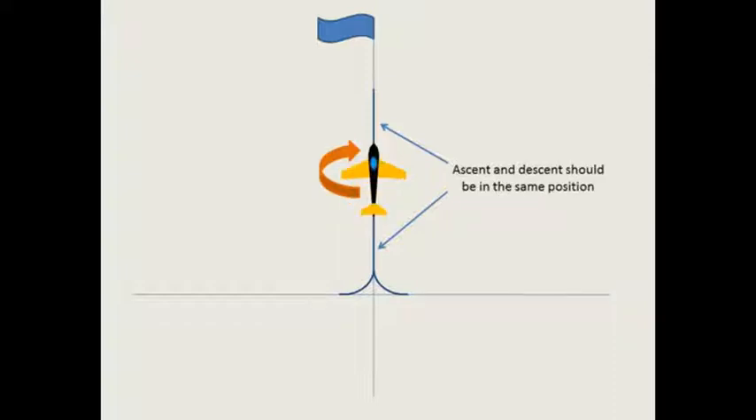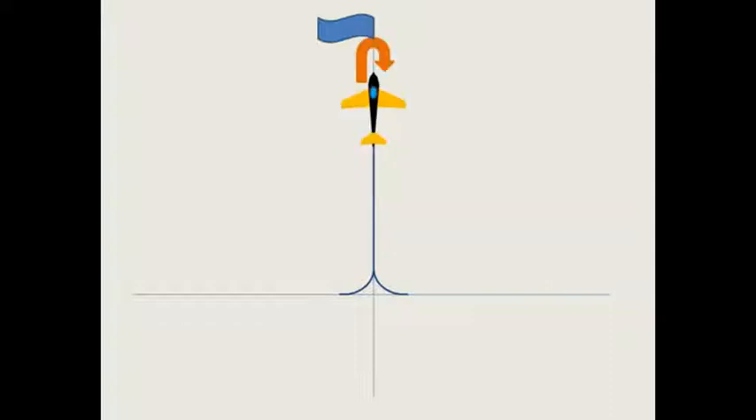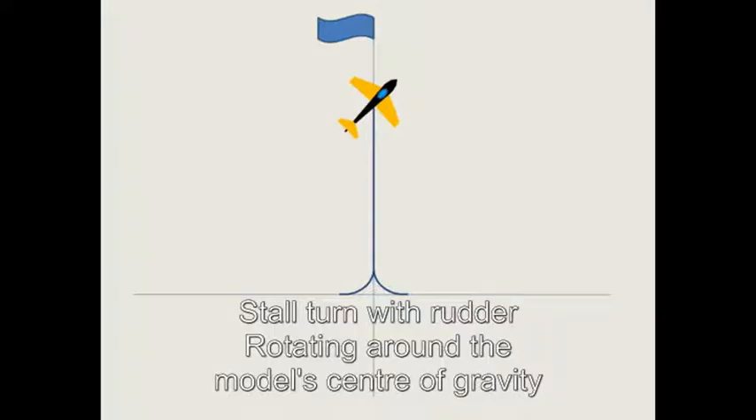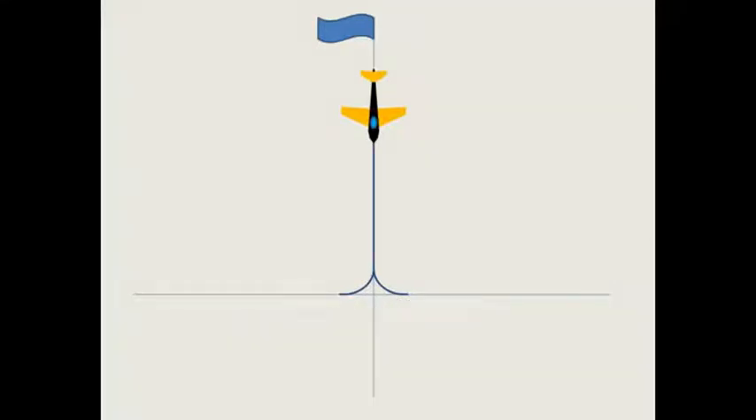Additionally, the ascent and descent, e.g. the up line and down line, should be in the same position. That is, they should follow exactly the same path. At the top of the manoeuvre, you should perform a stall turn with the rudder, rotating around the model's centre of gravity, in this case to the right.